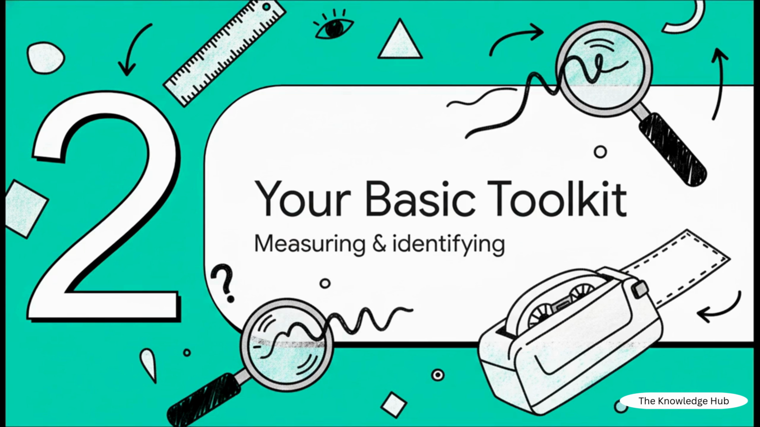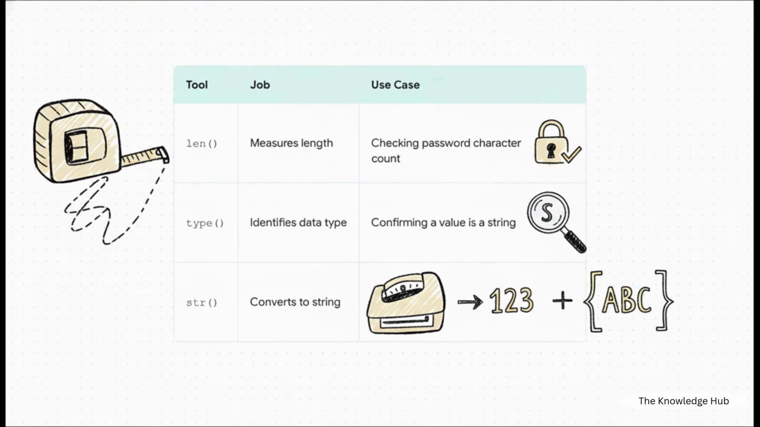All right, time to open up that toolkit. We're going to start with the most basic, but honestly the most essential instruments. You can think of these as your digital measuring tape and your label maker. They just help you understand what in the world you're working with. So the len function, it's just like a measuring tape. It instantly tells you the number of characters in a string, which is perfect for, say, checking if a password is long enough. Then you've got type and str.